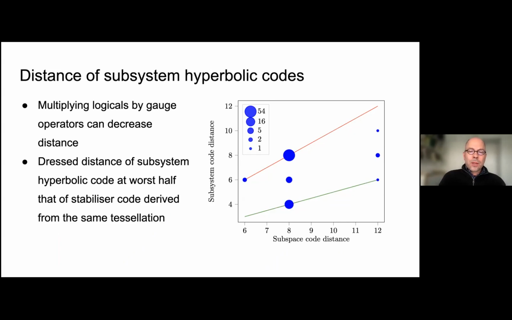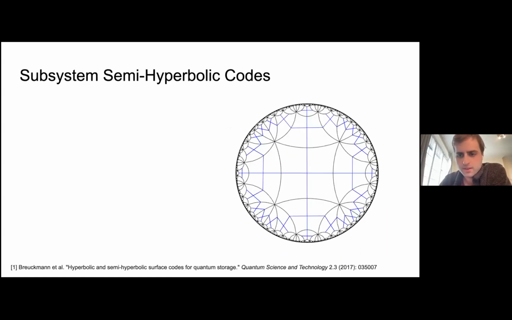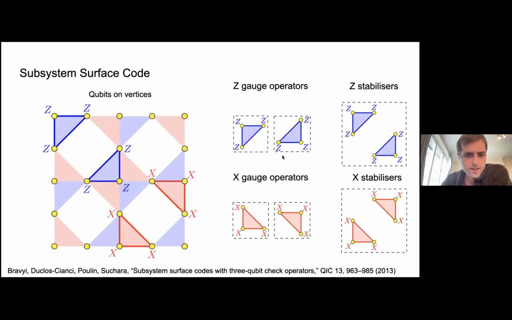And that it's bounded by at worst half that of the stabilizer code. Is this obvious, or did I miss this? Yeah, I didn't explain why that's the case. You can think of it intuitively: if you imagine a logical coming down a diagonal, in the subsystem surface code the distance isn't reduced at all, just because of how the logicals line up. But if you imagine a logical coming down here, then applying this gauge operator will reduce the weight. If you apply all the gauge operators in the worst possible way, then you're reducing the weight of the logical by at most a half.